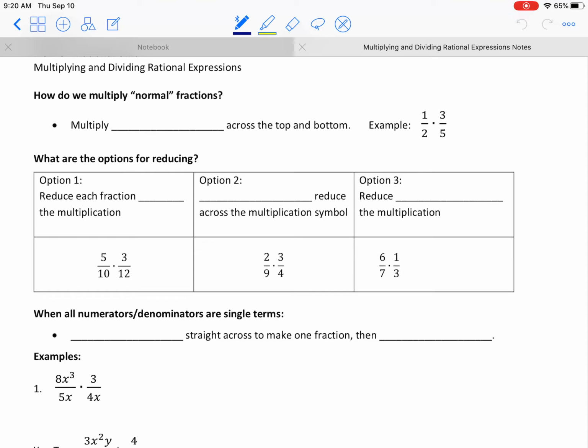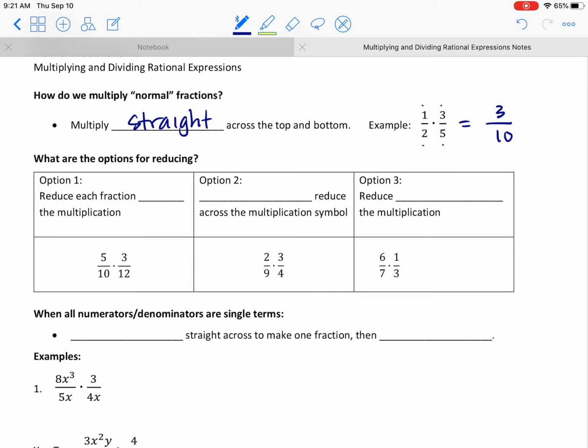So if we're going to multiply and divide today, as long as we know the rules for multiplying and dividing normal fractions, we should be okay here. So what is the rule for multiplying just normal fractions? For example, if I said to multiply 1/2 times 3/5. Maybe it's been a little while, but when we multiply fractions, we multiply straight across the top and straight across the bottom. So 1 times 3 is 3 for the numerator, 2 times 5 is 10 for the denominator. So it's pretty straightforward. Straight across the top, straight across the bottom.